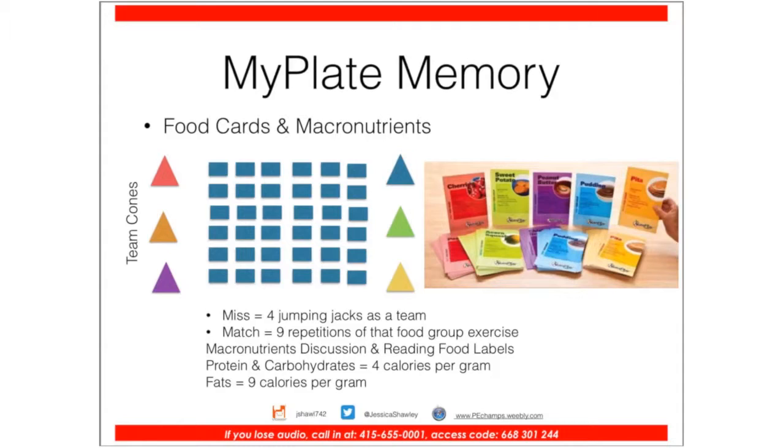So we talk about how many calories there are per gram for protein and carbohydrates, and you can see it listed there. So that's why with my students we do 4 jumping jacks, 4 repetitions, 9 repetitions, because there's 9 calories per gram in fat. So it's the 4, 4, and 9. I always tell my students 4, 4, and 9. We're having that repetition so that they can remember those numbers and then what they mean, what our macronutrients are.